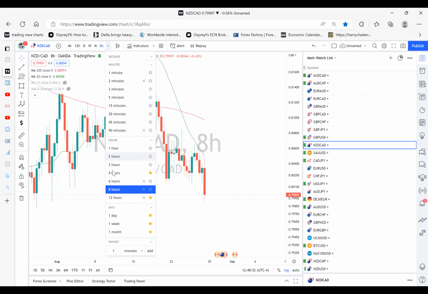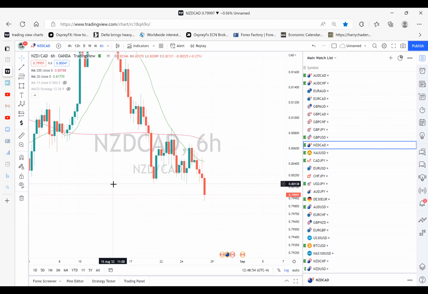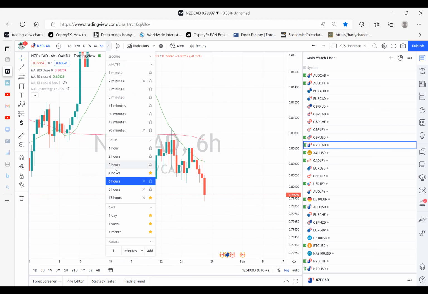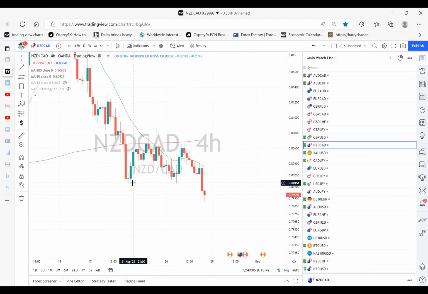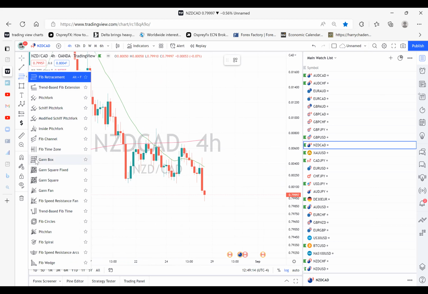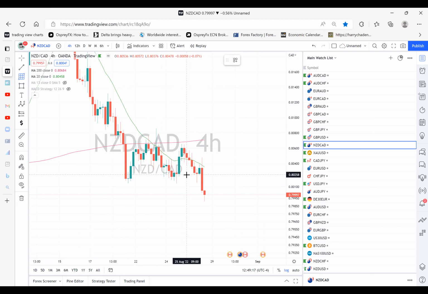NZD CAD. Let me see, y'all. Y'all want to trade this one, or y'all want to trade NF? We want to trade whatever's trending. That was a great answer. I don't know if this is up or downside. Right, or give us the highest return.